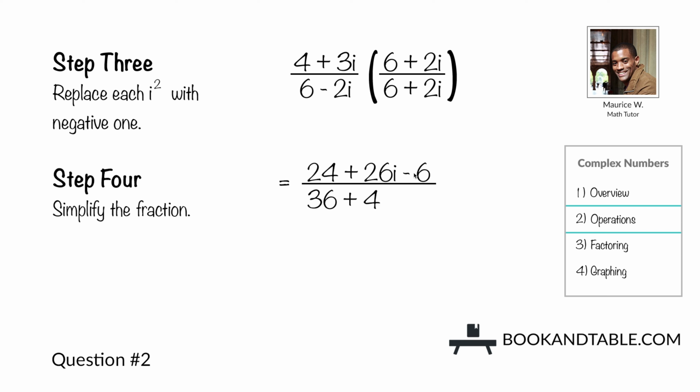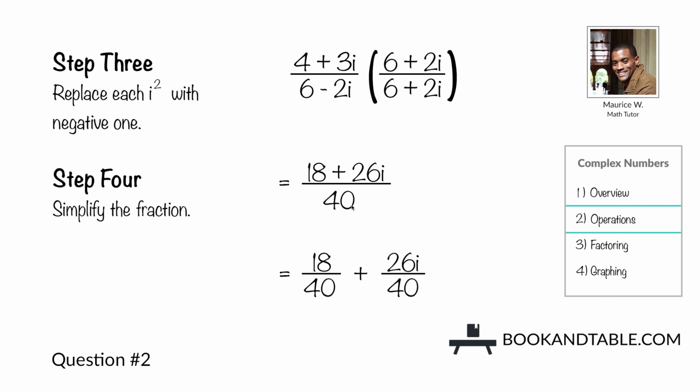24 minus 6 gives you 18 in the numerator. And 36 plus 4 gives you 40 in the denominator. So we have 18 plus 26i divided by 40. So we can simplify the fraction, first by splitting it up into two separate fractions. 18 divided by 40 plus 26i divided by 40. And you can simplify this further by removing 2 from the numerator and denominator of each of these terms, leaving you with 9 over 20 plus 13i over 20.